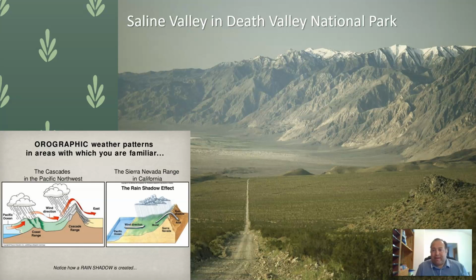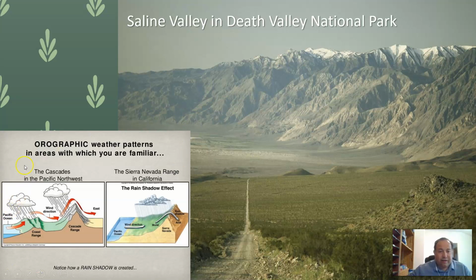So just kind of painting that picture again, the idea of the rain shadow. This is Saline Valley in Death Valley National Park. And you can see the snow on the top of the peaks. That's important because snow is another form of precipitation. And you can see where the precipitation stops and then working its way down. You see that that's that rain shadow effect. There's precipitation to a point, and then eventually it disappears.